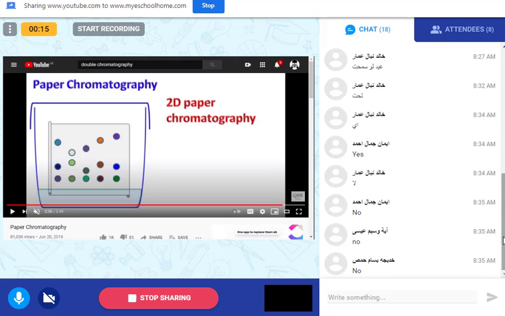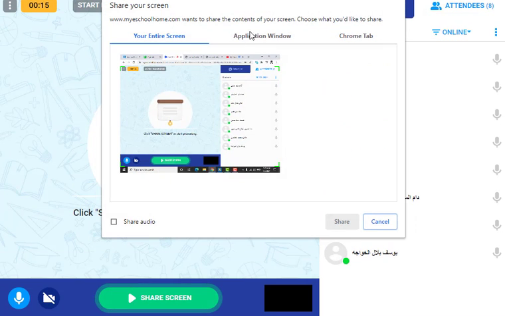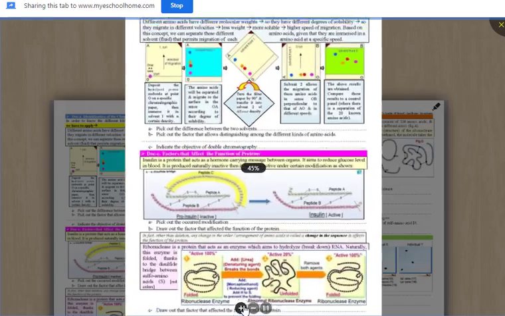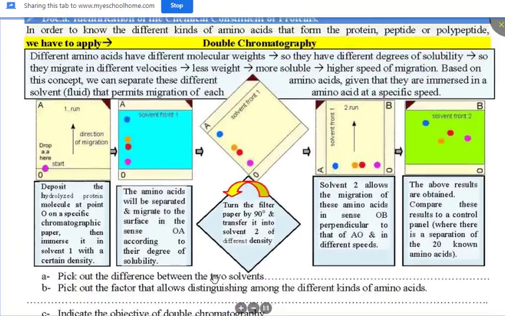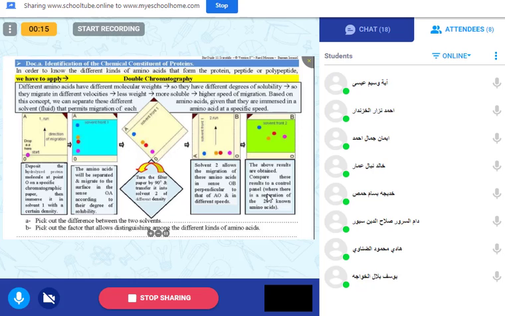Okay, so I will stop sharing from here and go back to my page. Now, Iman, please, I want you to read it from the beginning, from the start again, to make sure that everyone now understands clearly what he is reading.